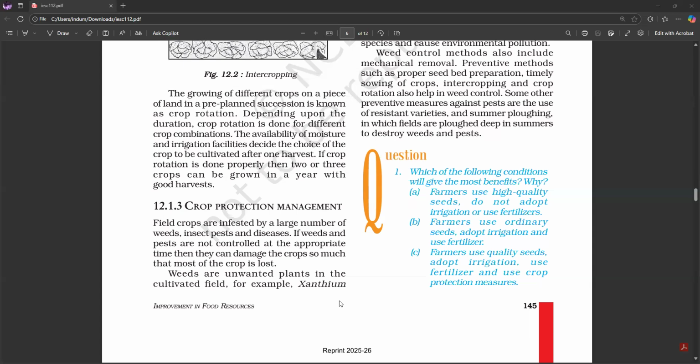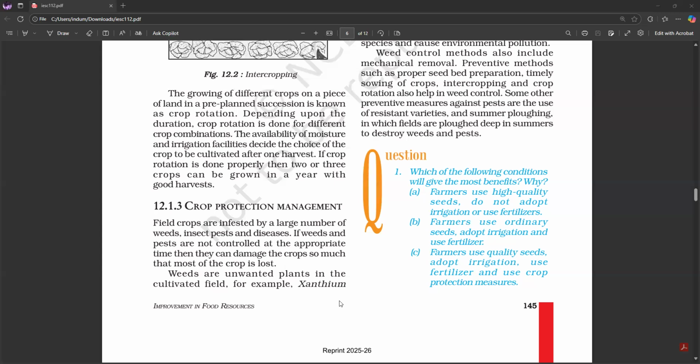12.1.3 Crop Protection Management. Field crops are infested by a large number of weeds, insects, pests, and diseases. If weeds and pests are not controlled at the appropriate time, then they can damage the crop so much that most of the crop is lost.